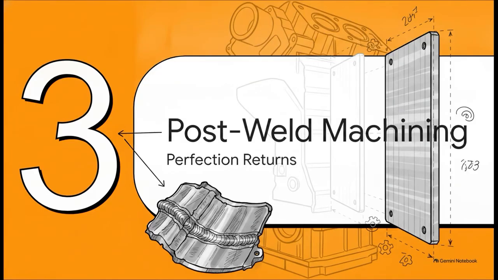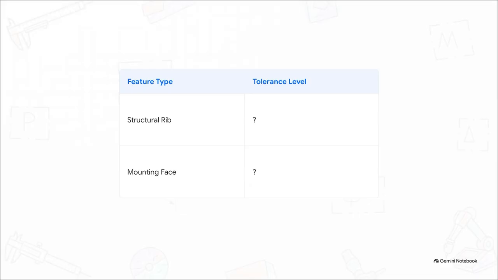All right, Section 3 is post-weld machining, or as I like to call it, where perfection returns. So the real crucial point is figuring out how we bring precision back to a distorted part. You've got this warped assembly, right? But it might have a critical mounting face that needs to bolt totally flush against an engine block or a transmission housing. You obviously can't just leave that mounting face rough and warped. You have to bridge the gap between rough fabrication and precision assembly.